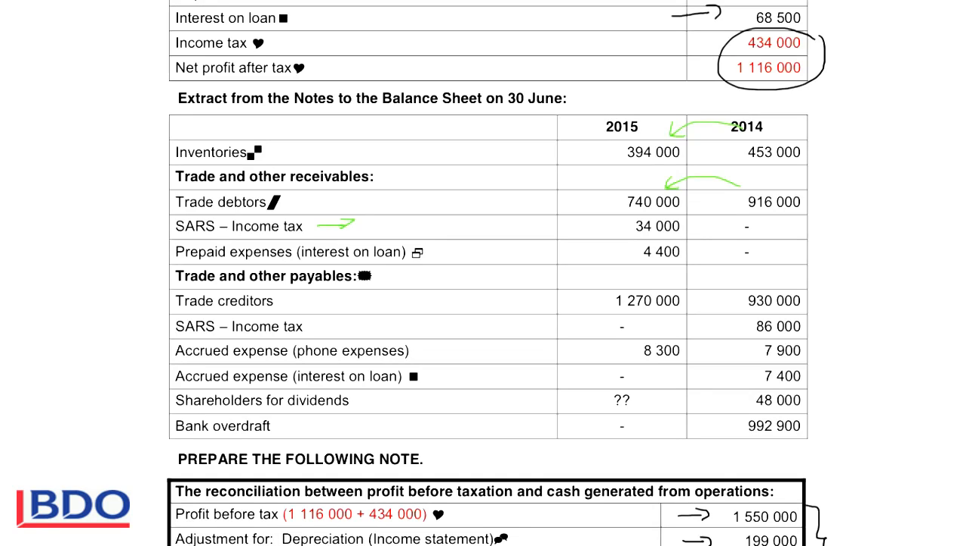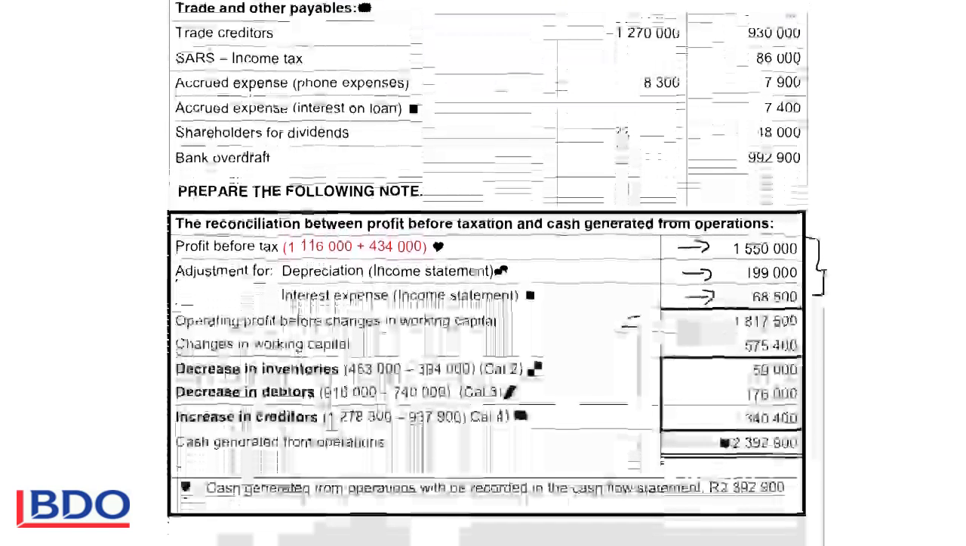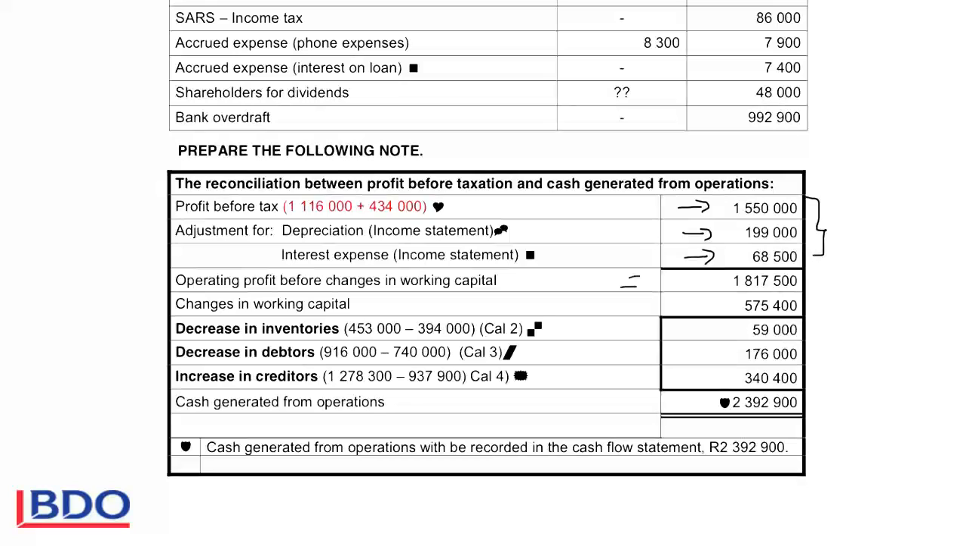If there's prepaid expenses or accrued income in connection with any other expenses in income except interest on loan, then it will be taken into account with the debtors. Because this prepaid expense is in connection with the interest on loan, it will not be taken into account with debtors because the outflow of money as a result of interest is shown separately on the face of the cash flow statement.